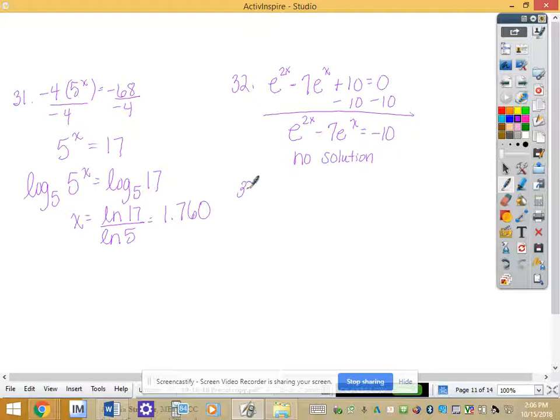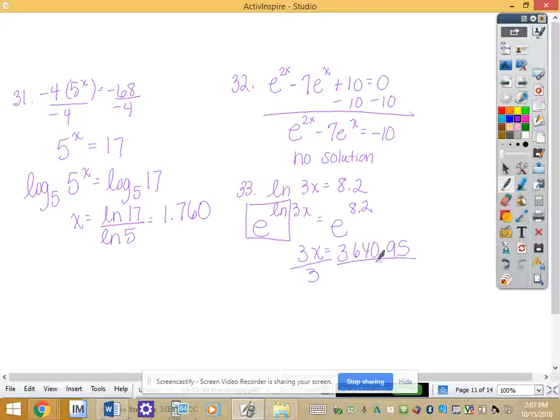So for number 33, I have natural log of 3x is equal to 8.2. So the opposite of natural log is e. So e on both sides. And then e and ln cancel each other out, so that gives me 3x is equal to 3640.95, and divide it by 3. So x is going to be equal to 1213.65.